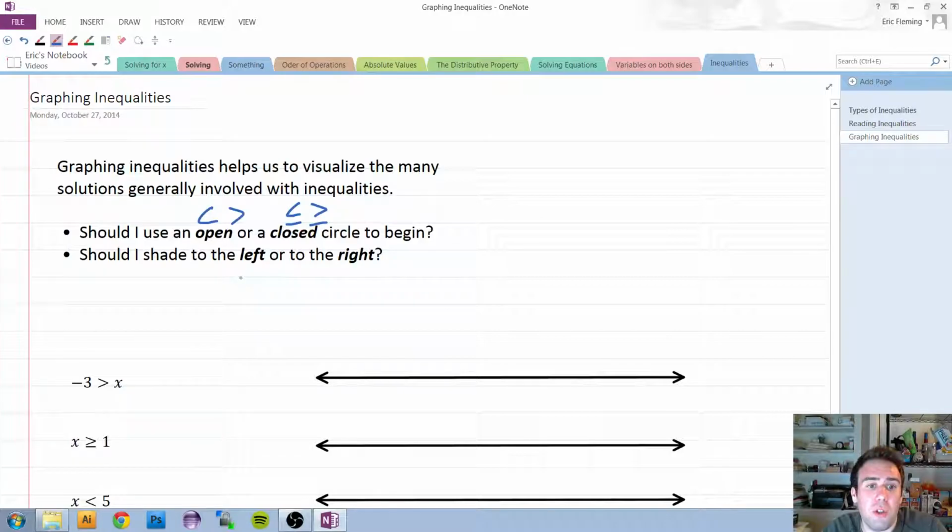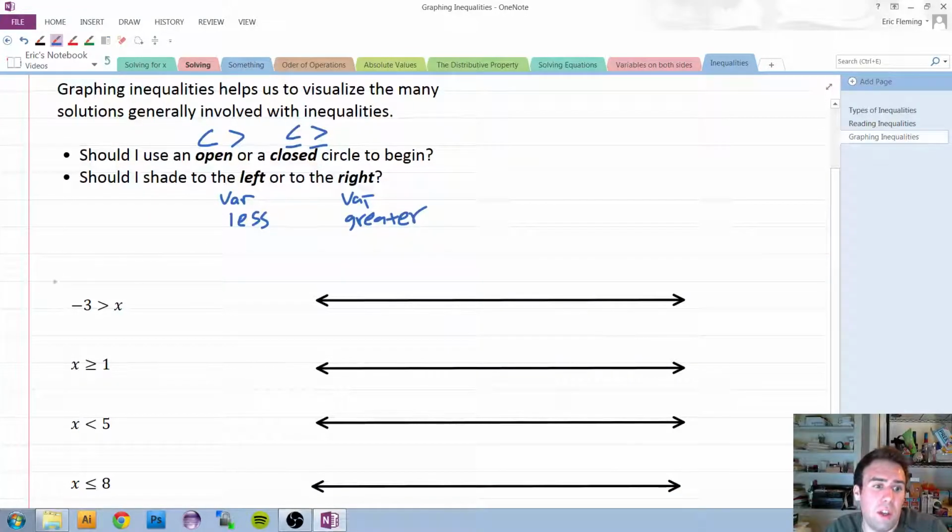You'll be shading to the left when your variable is less than, when the inequality is pointing the less than at your variable, and you'll be shading to the right when the inequality is pointing the greater than at your variable. So we're going to take a look at this in practice just a second.